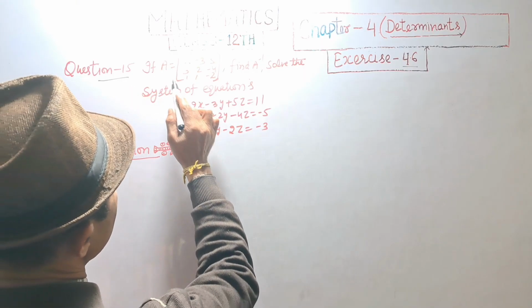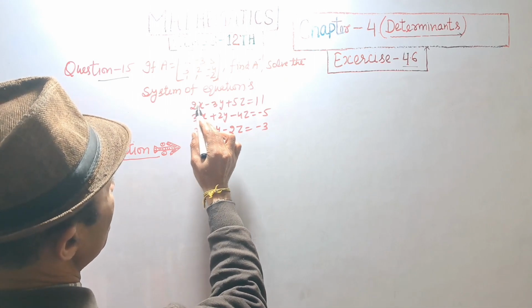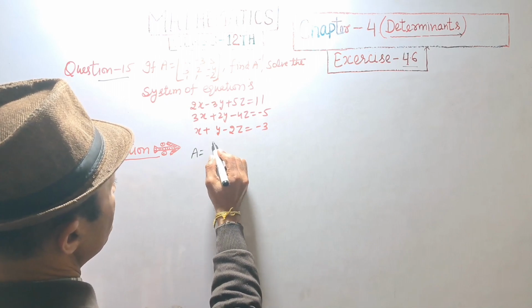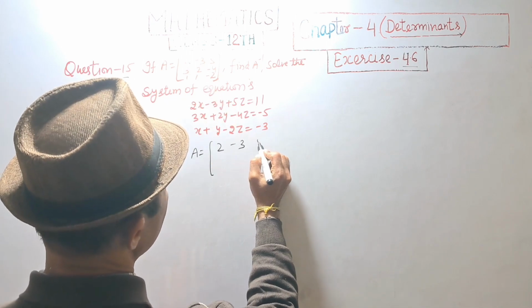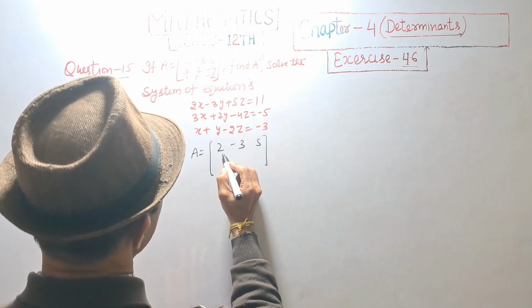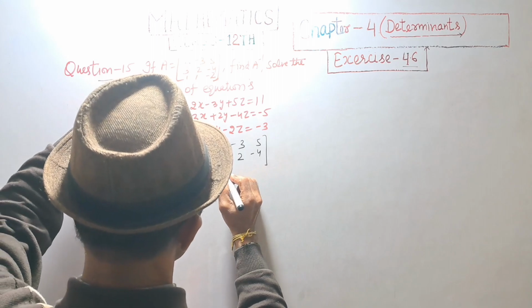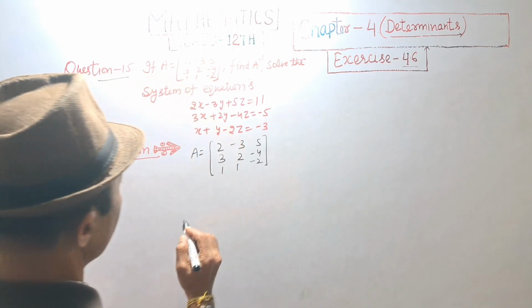Question number 15. If A is given, find A inverse and solve the system of equations. Given A is equal to the matrix with rows 2, -3, 5; 3, 2, -4; 1, 1, -2.